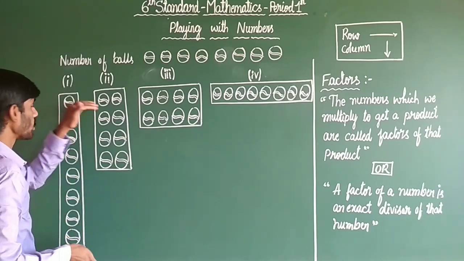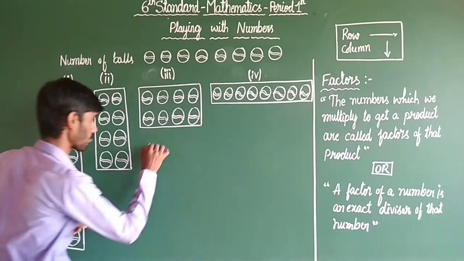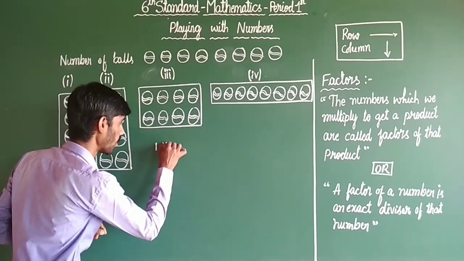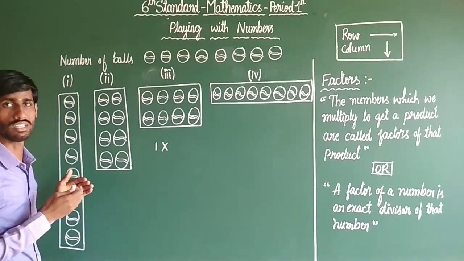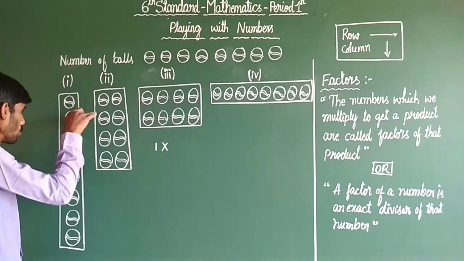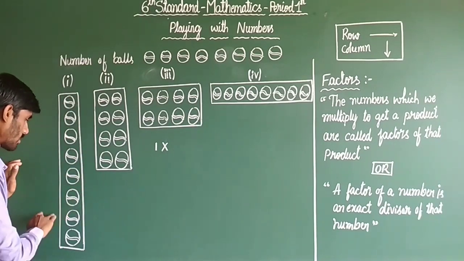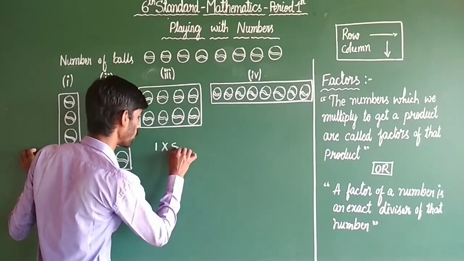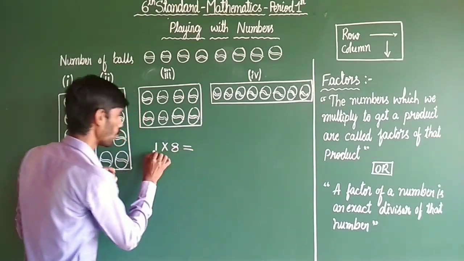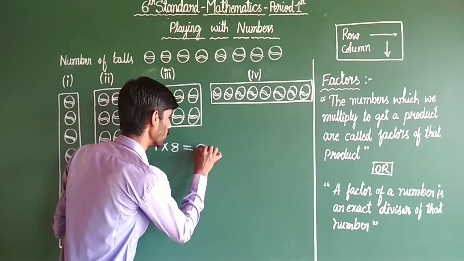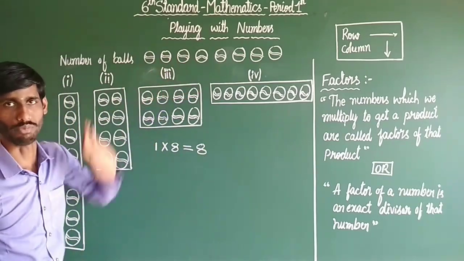See, in each row how many balls? This is the first row, second row, third row, fourth row, fifth row, sixth row, seventh row, eighth row. In each row 1 ball. How many rows are here? 1, 2, 3, 4, 5, 6, 7, 8. There are 8 rows. So 1 into 8 is 8 balls. Yes, 8 balls is equivalent to the given balls.